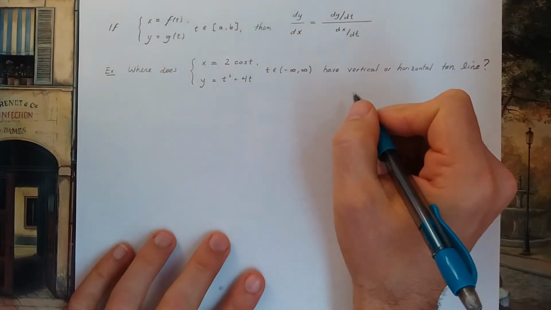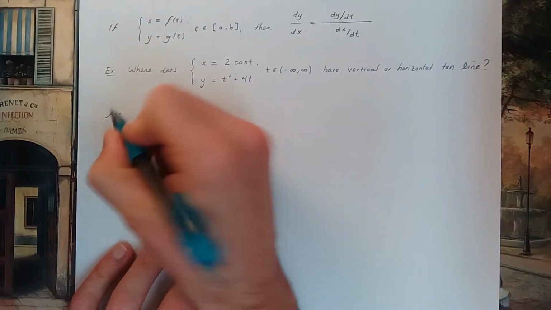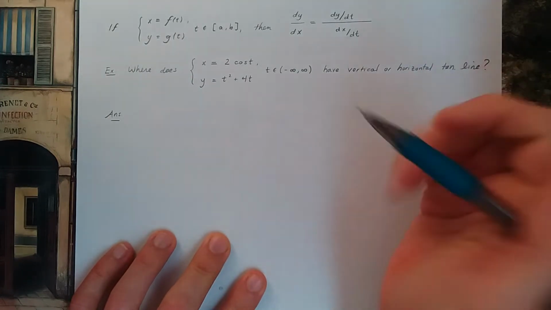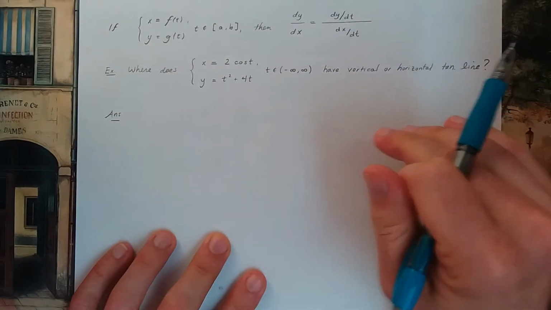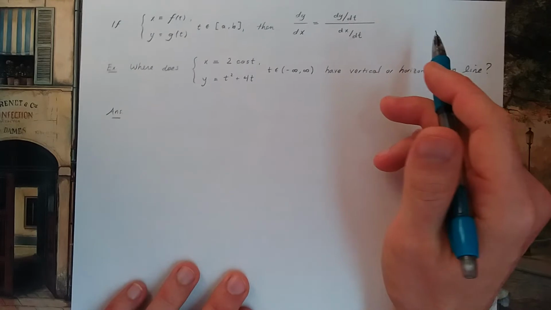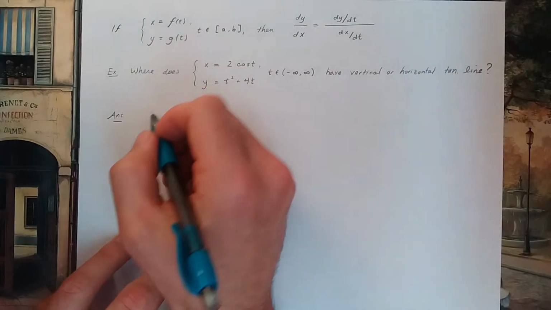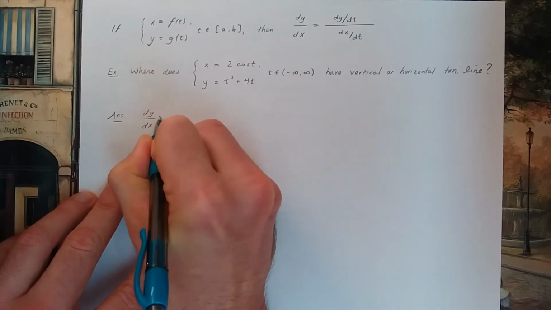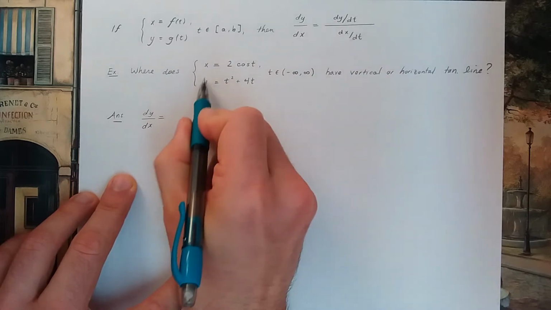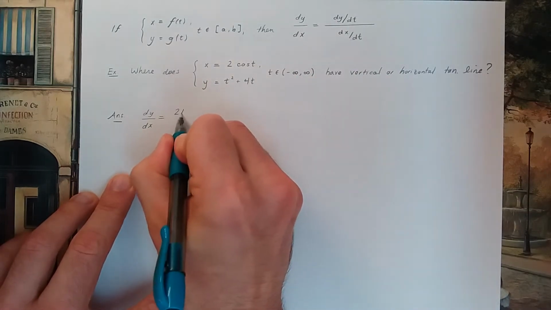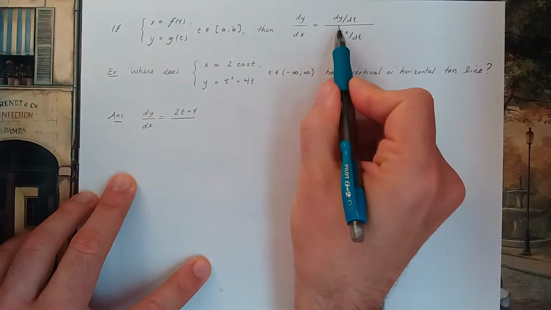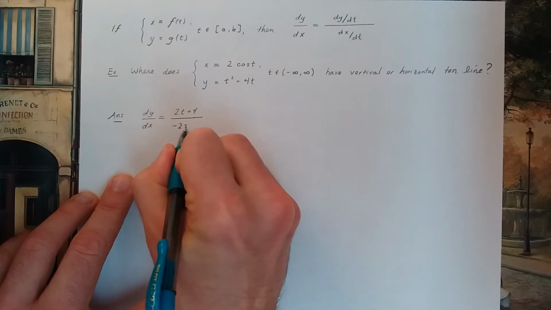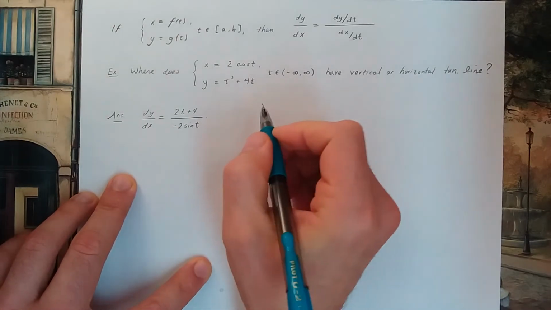Okay, well, we've seen in Calculus 1 that there's a horizontal tangent line in your function when the derivative is equal to 0. The slope is flat. So in this example, I'm going to start by taking the derivative. The derivative, dy/dx, is dy/dt, so the derivative of y would be 2t plus 4, divided by dx/dt, which would be negative 2 sine t. So there's my derivative.